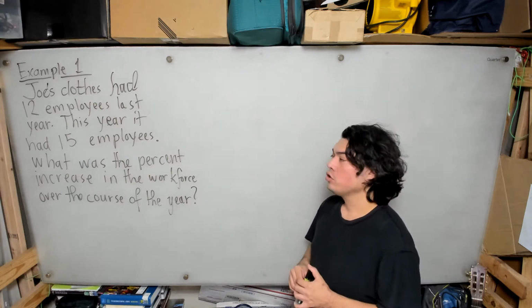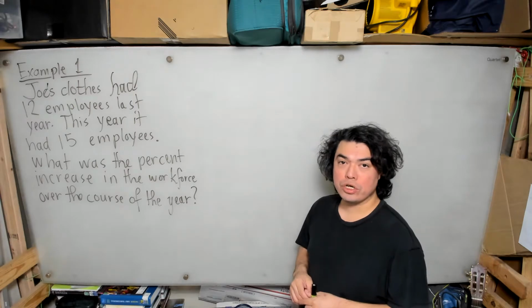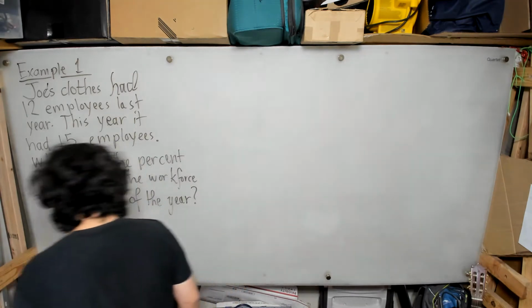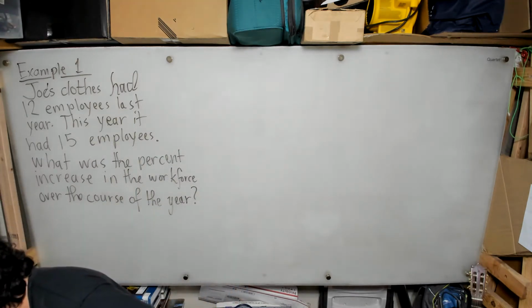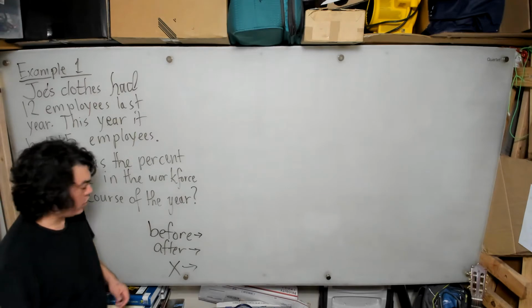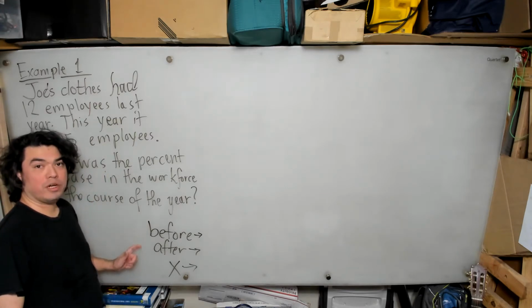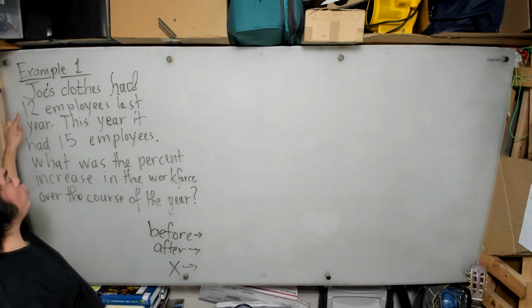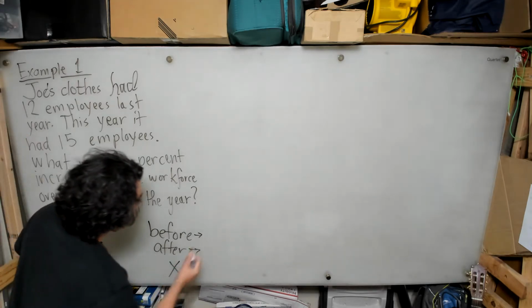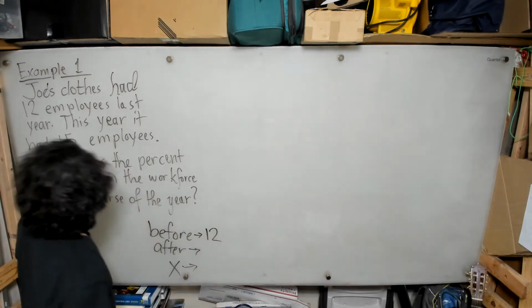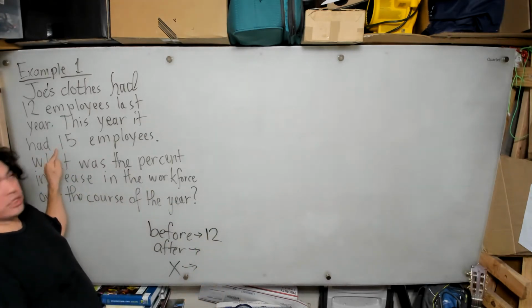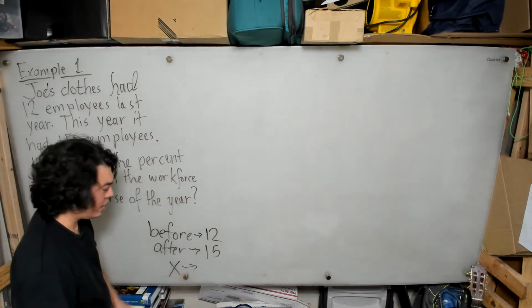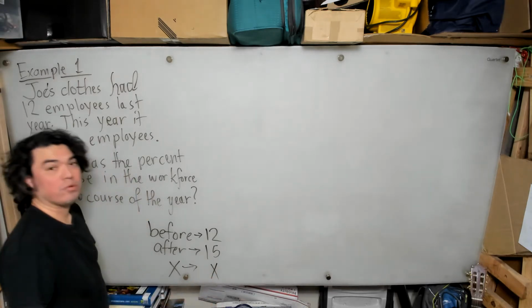Okay. So now we're going to use the setup that we learned in our previous example. The first thing we're going to do is list what we have: what is our before value, what is our after value, and what is our X. In this case, Joe's Clothes had 12 employees last year. That's going to be our before value, 12. Our after value is the value this year, which is 15. And our unknown is X, so we'll just leave it with the value X.